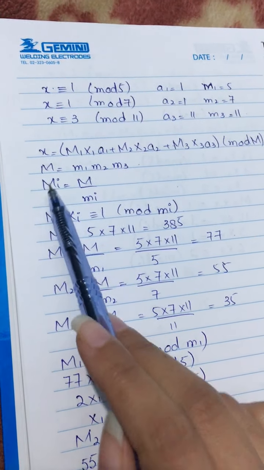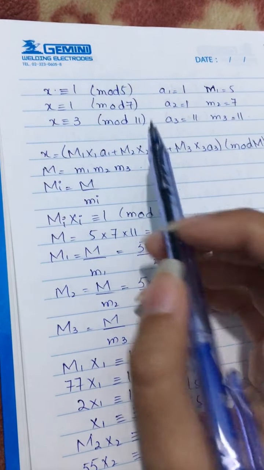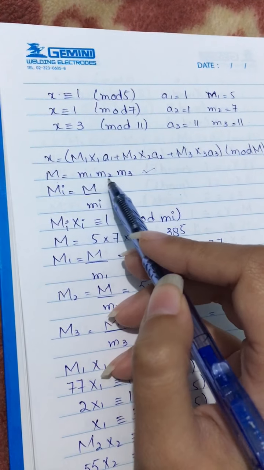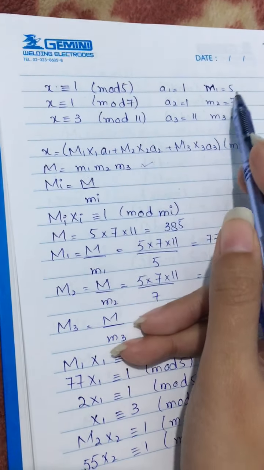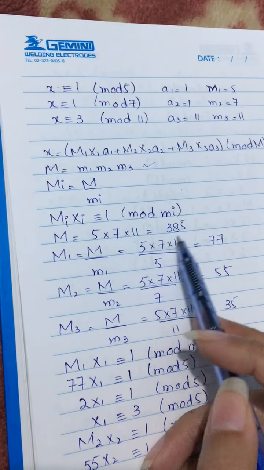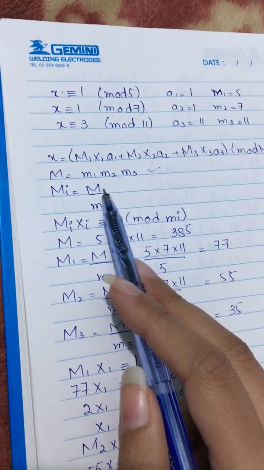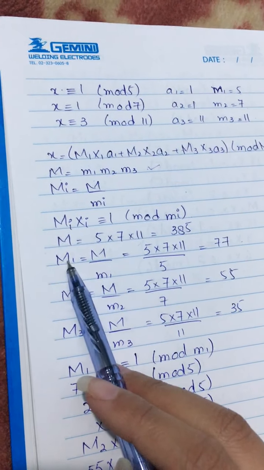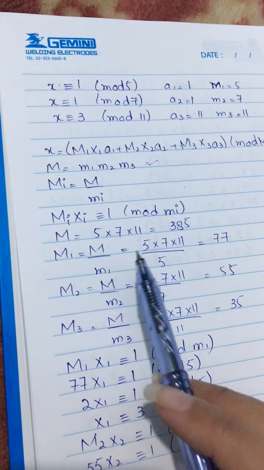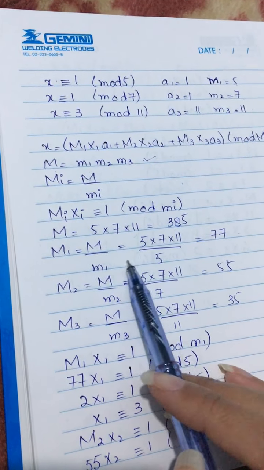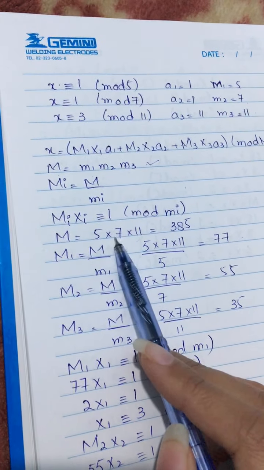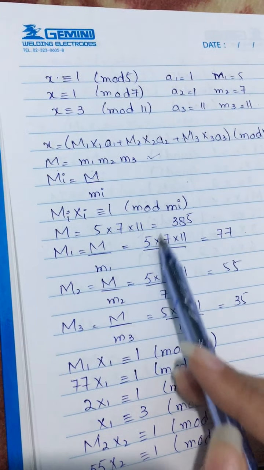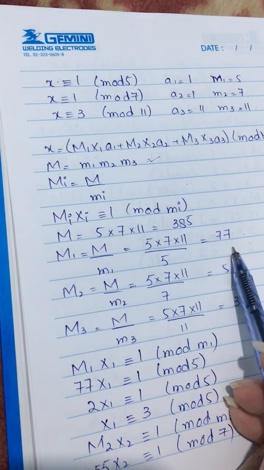So for these three conditions, we first have to find the value of M. The product of m1, m2, and m3, that is 5, 7, and 11, is 385. So this is the value of M. Now further, we have to find the value of Mi, that is capital M over mi. So M1 equals M over m1, where M is 5 into 7 into 11 and m1 is 5. This 5 cancels with this 5, and 7 into 11 is 77.